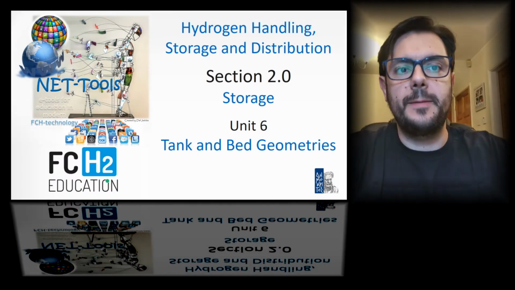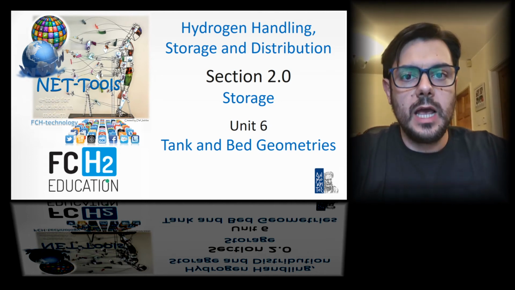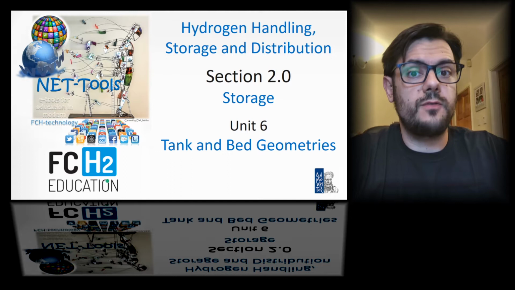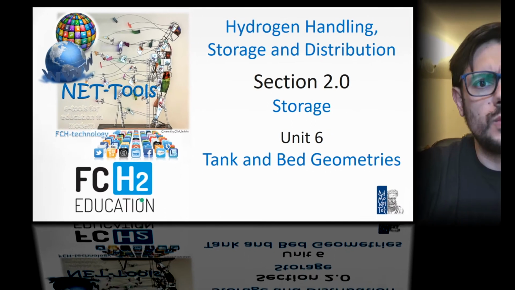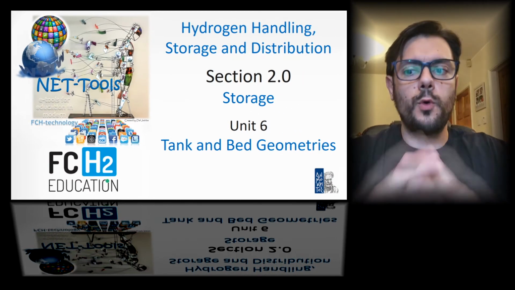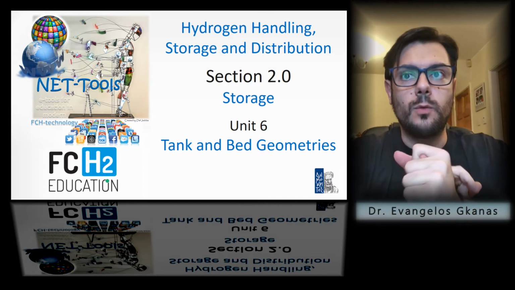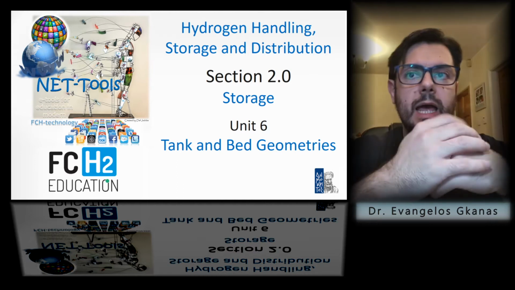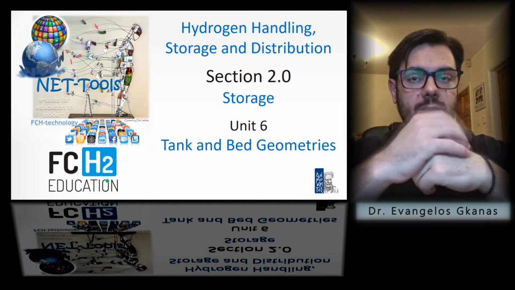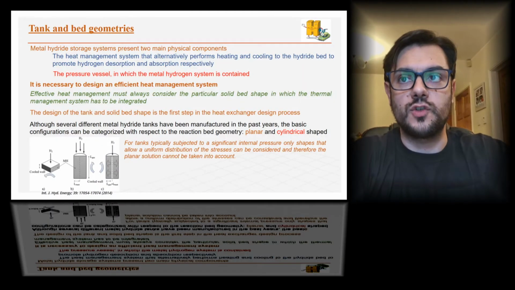Hello, this is Unit 6 of Section 2 from the hydrogen storage course. This unit is going to focus more on the bed and tank geometries. We're going to focus mostly on two geometries, the rectangular one and the cylindrical one. We're going to say a few things about why we can choose one or the other, and the advantages and disadvantages that they present in real-time applications.